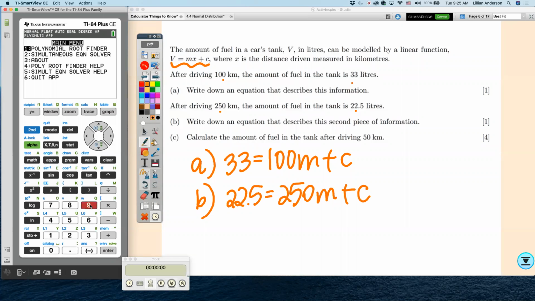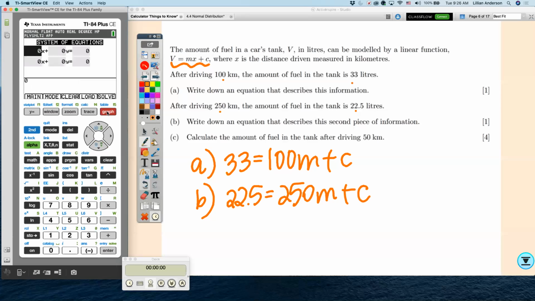Now, if you don't have that, then you have to resort back to solving a system the other way. But apps, option 9, then you want to go to number 2, simultaneous equation solver. We have 2 equations, 2 unknowns. Everything else can be left how it was, because remember, our calculator got reset, so everything's back to its factory settings.